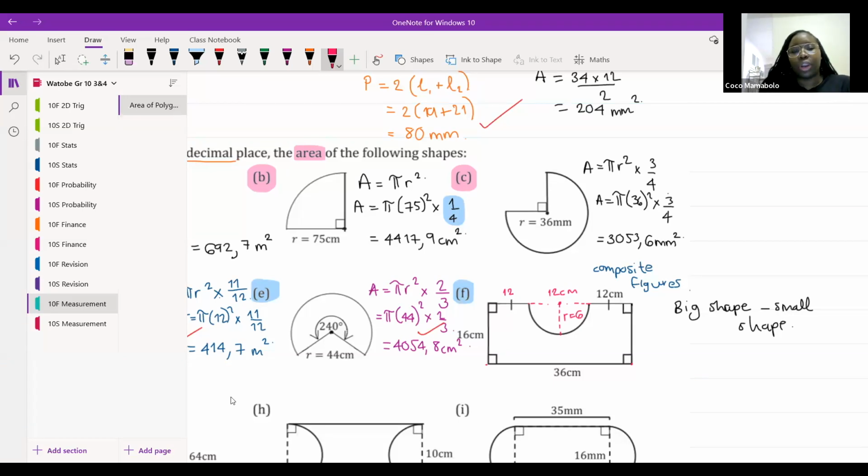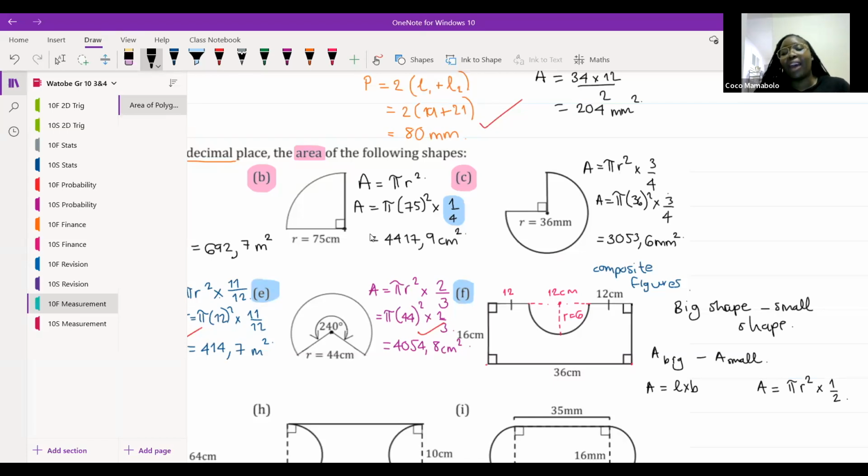All right, good. So we're going to put all of this together, right? We're looking for the area of the big shape minus the area of the small shape. So we know that the area of a rectangle is going to be length times breadth, which is easy enough. And from that, we're going to take the area of our half circle or semicircle, which is going to be pi times radius squared. But because it's a half circle, we're going to multiply that by a half.